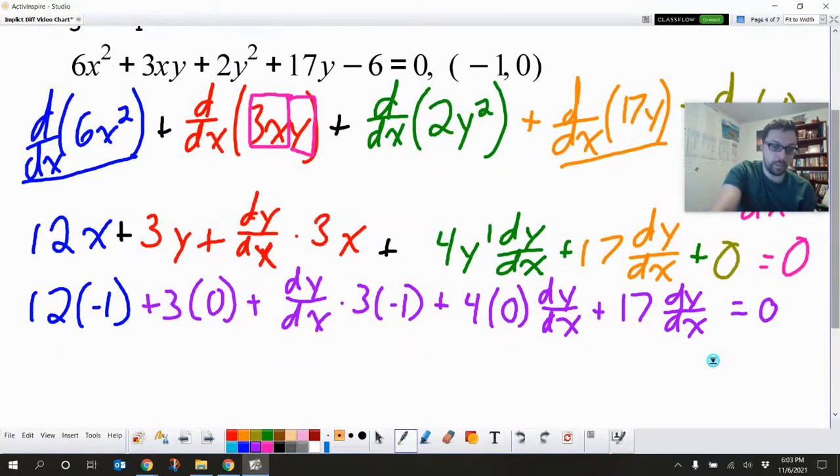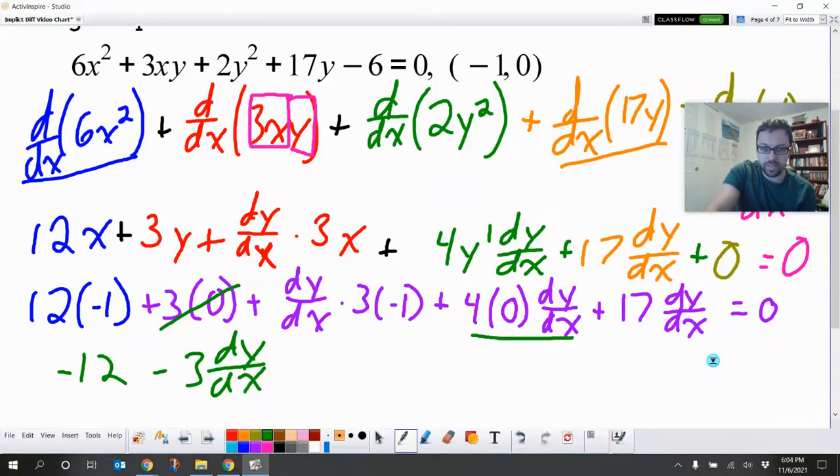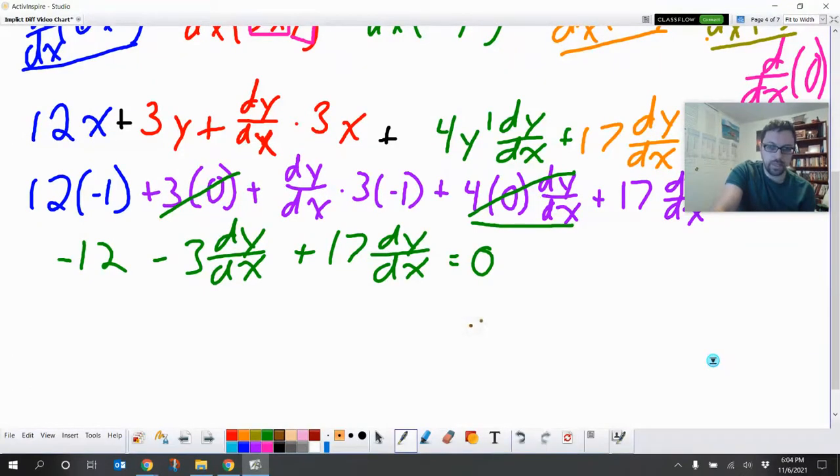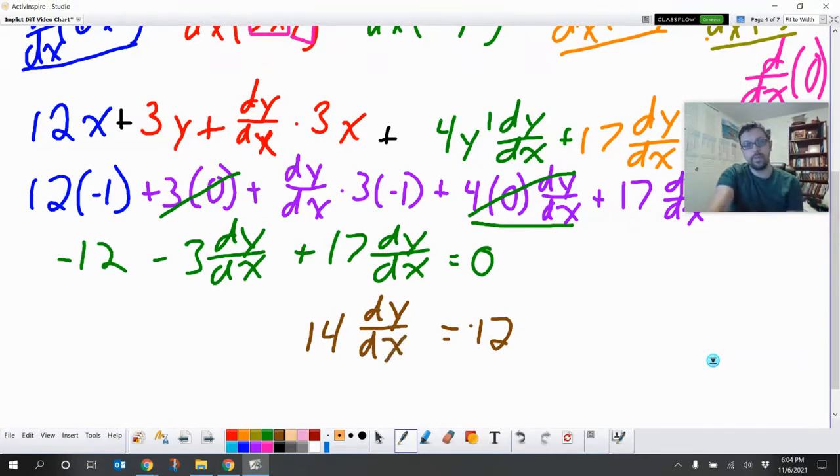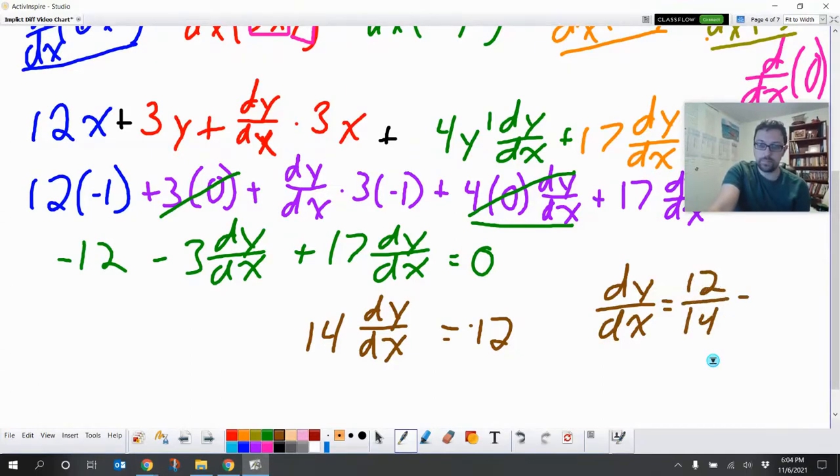Okay, let's see. So we've got negative 12. Well, 3 times 0, that's just 0, so later, minus 3 dy dx. This is going to be a big 0, so later, plus 17 dy dx equals 0. Let's bring the 12 over to the other side. So we get 12 equals 14 dy dx. See how I kind of treat it like a variable in like terms? And then divide both sides by 14. So our slope is 12/14 or 6/7.